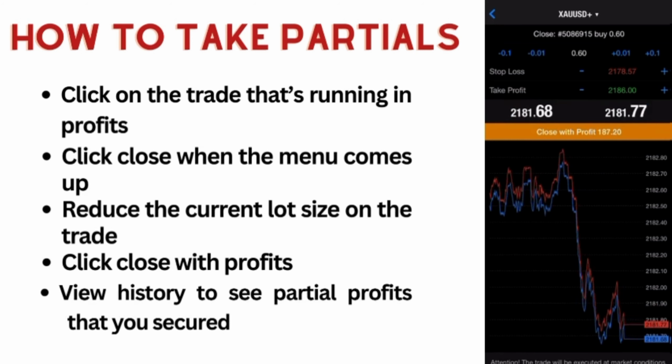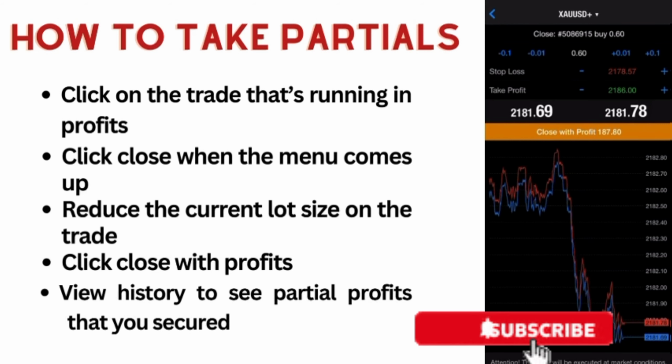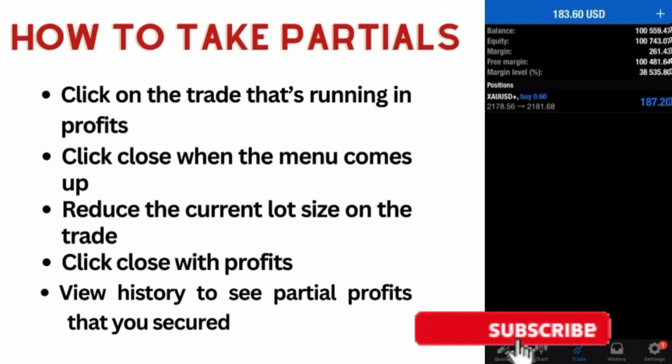So you just want to click on that trade that's running, change your lot size, reduce your lot size, and once you reduce your lot size, you close and you will have profits right there sitting in your history whilst the rest of the trade is running until it actually hits the target. All right, so that's basically how you take partials.